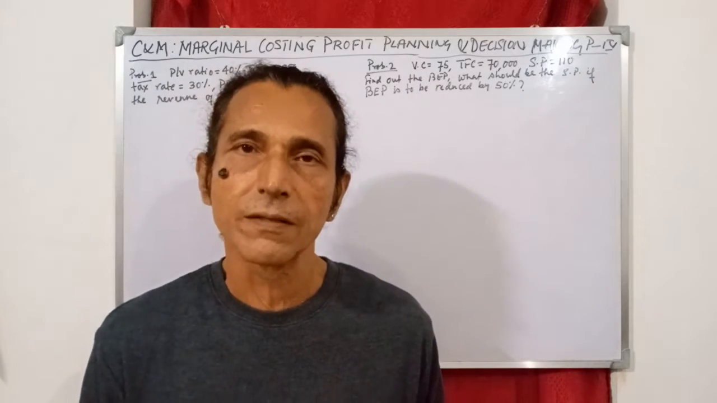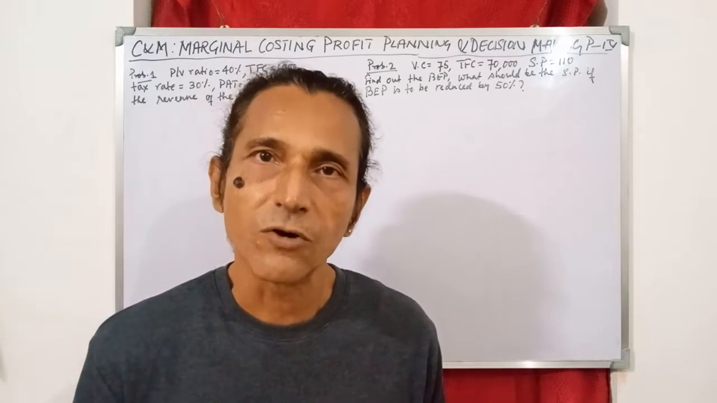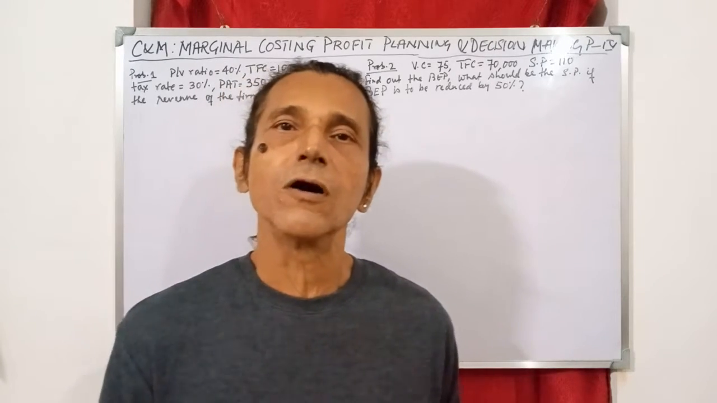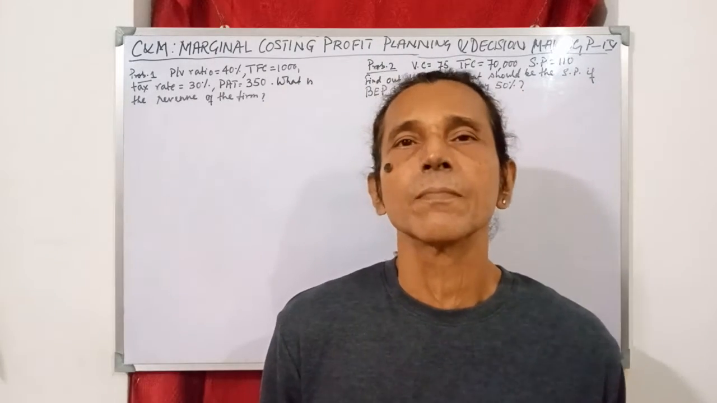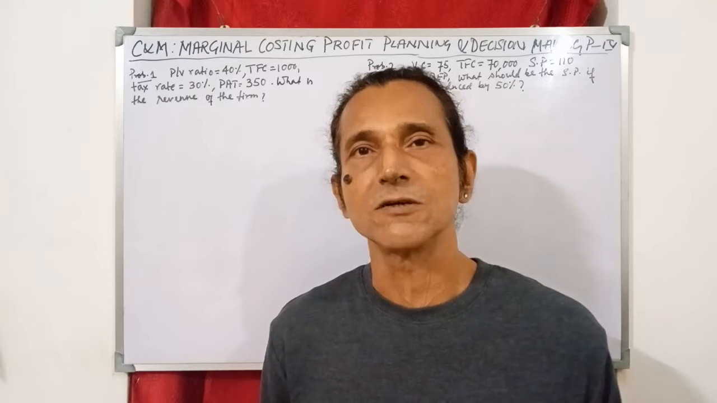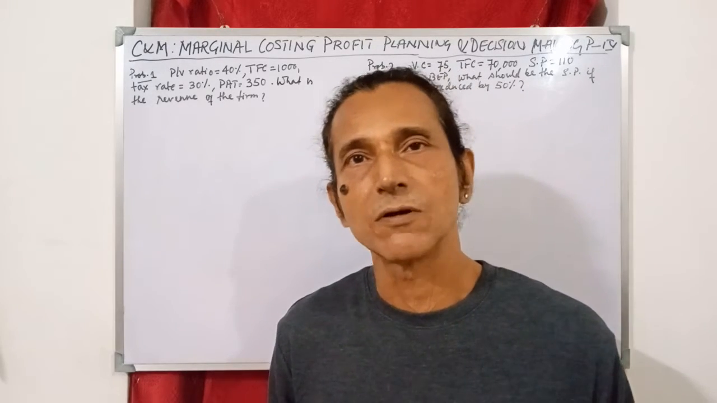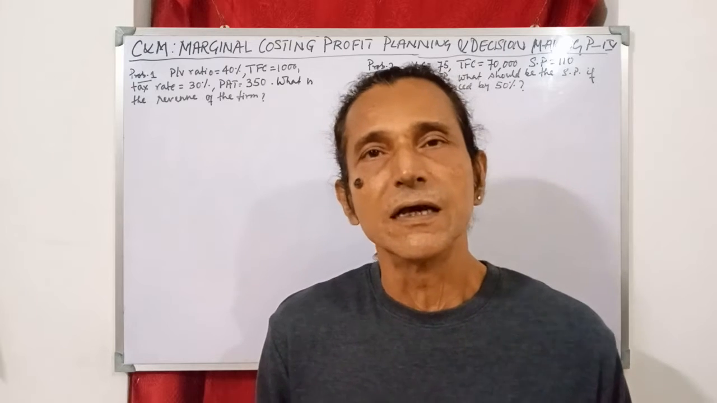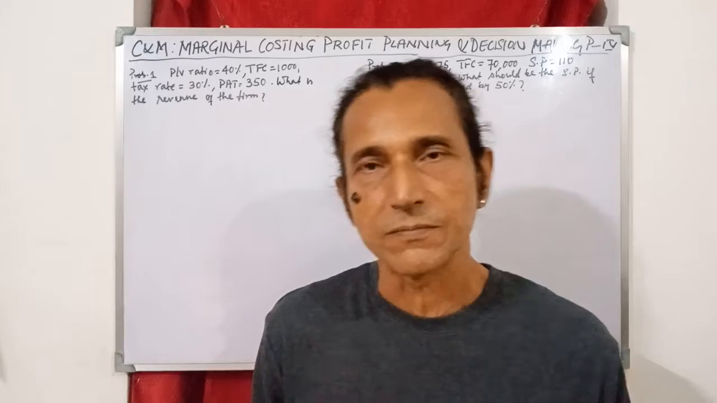In each part, I am solving one or more than one problems. I mean one or more than one inclusive problems, and the number depends upon the volume and complexity of the problem. If you can understand the way I am solving these problems, then you will be able to solve any and every problem on marginal costing.